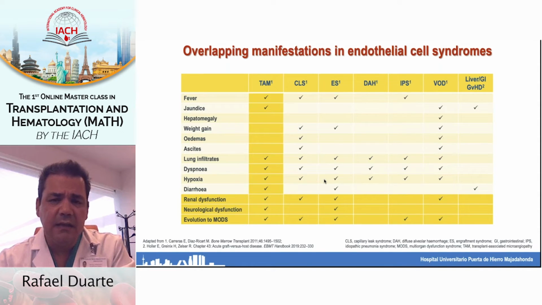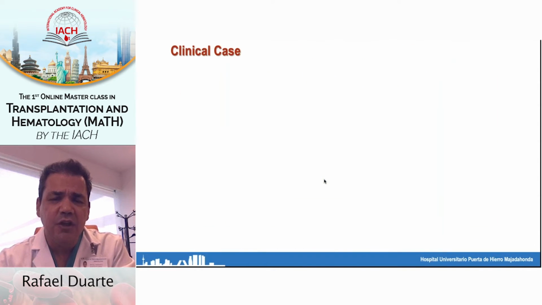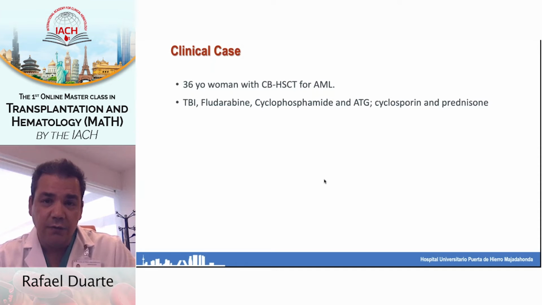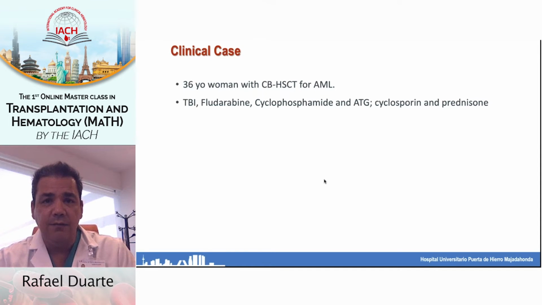I'll just present in the next slide a potential case to illustrate this. We have one of our patients, a 36-year-old woman who received a cord blood transplantation for AML. TBI, fludarabine, cyclophosphamide, and ATG, cyclosporine, and prednisone, and this is a protocol developed in our hospital that brings together a single unit of cord blood and CD34 highly selected progenitor cells from a third party, most commonly a haploidentical donor.